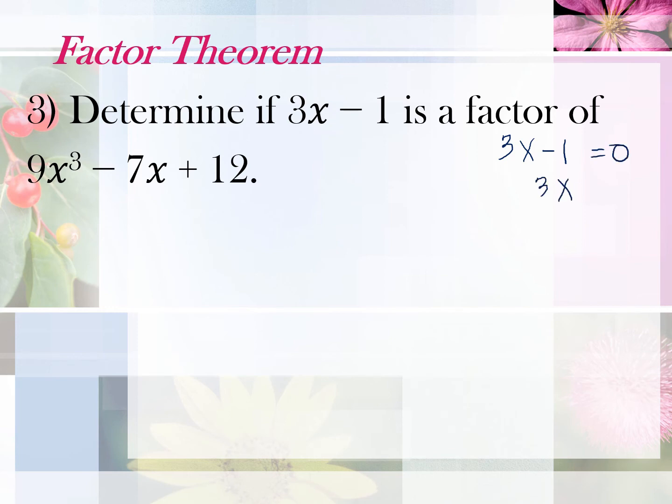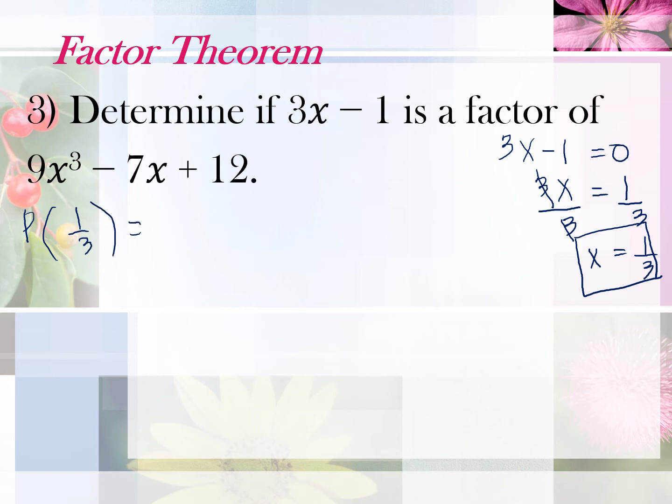Transpose tayo muna ng negative 1 sa right side, so magpa-positive 1 na siya. Then, divide both sides by 3. And then, pwede natin i-cancel yung 3 dito. It means ang value ng x natin is equal to 1/3 or yung c natin is equal to 1/3. Then, this time, we can now solve for p of 1/3. So, that is equal to 9 times 1/3 raised to 3 minus 7 times 1/3 plus 12.